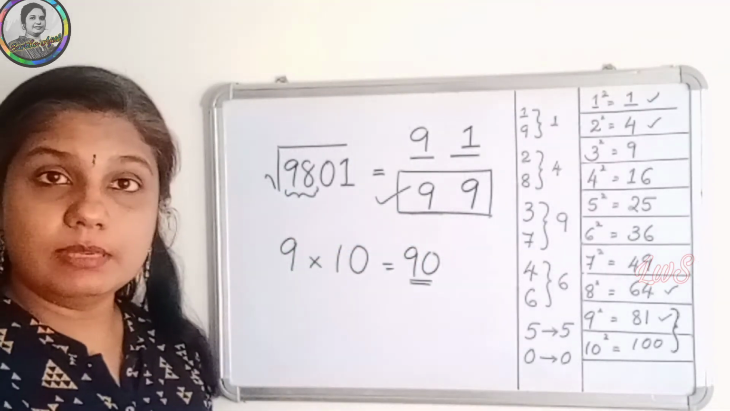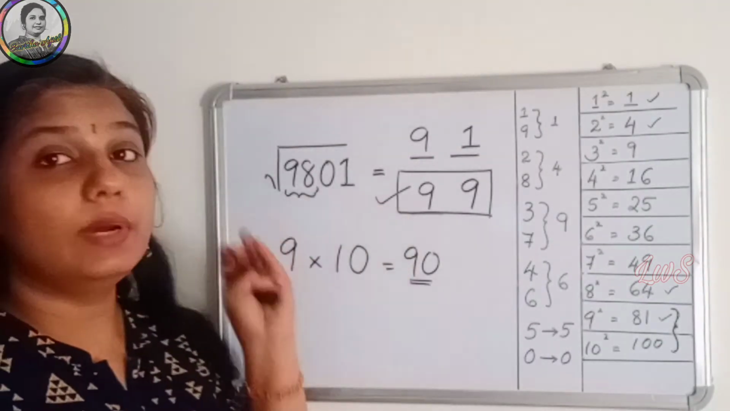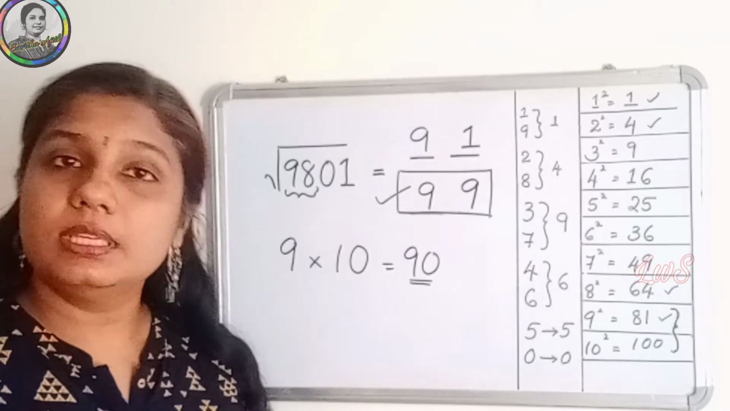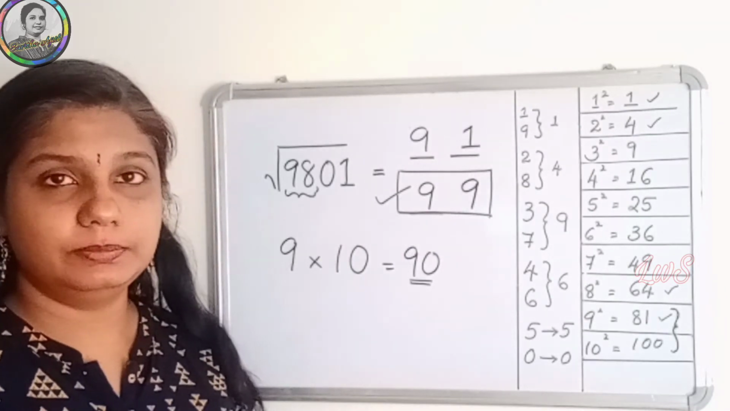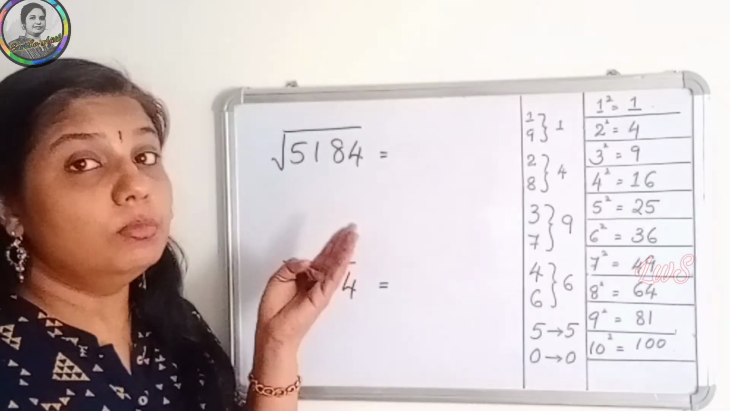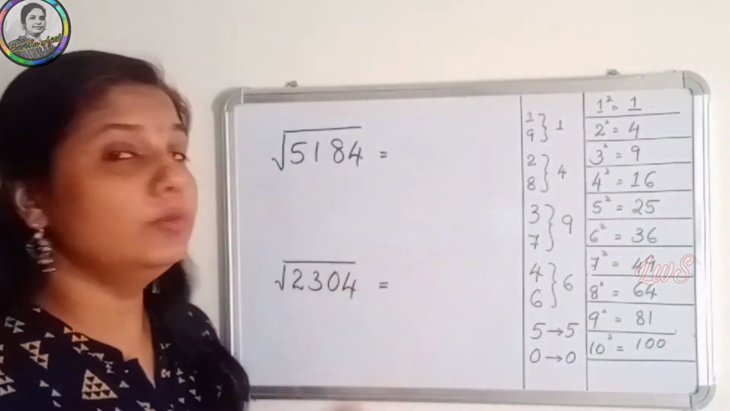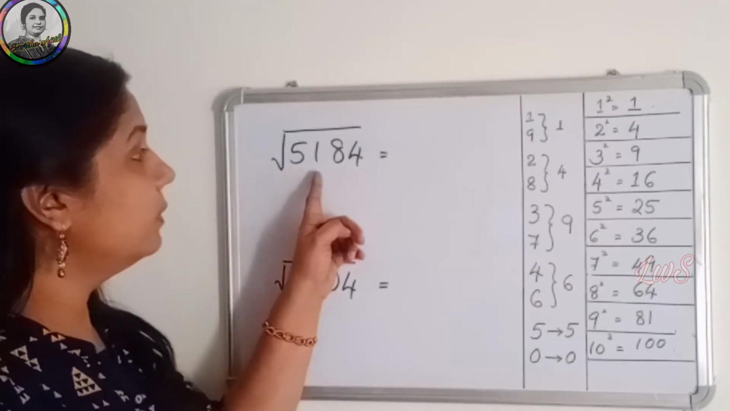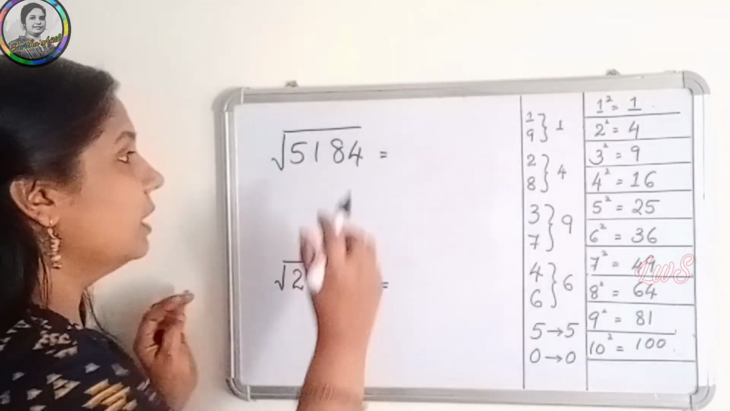Isn't that so easy a method? We got the square root of this bigger number without using the long division method. We can do more questions so that the method will be very clear to you. Consider the square root of 5184.